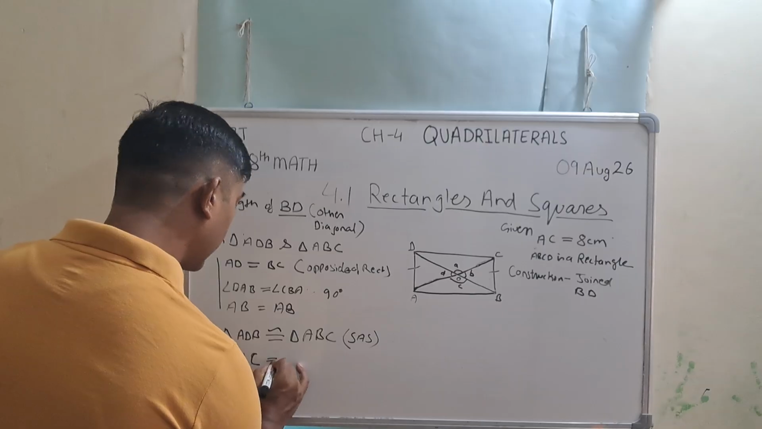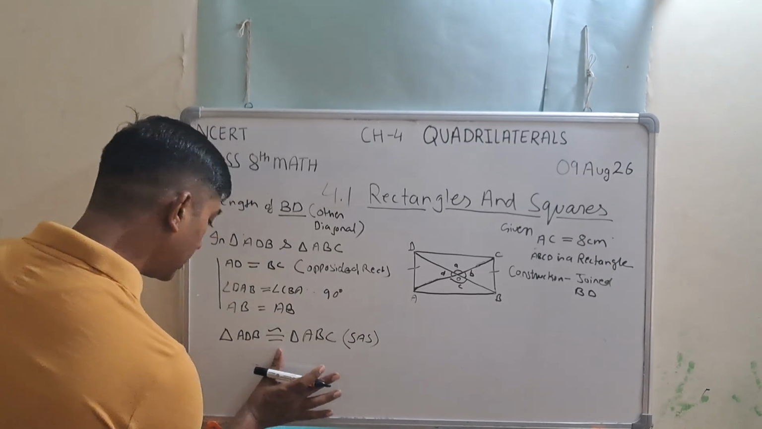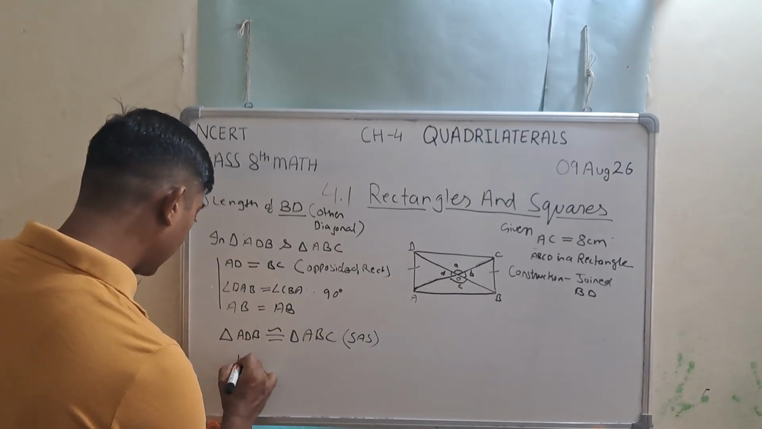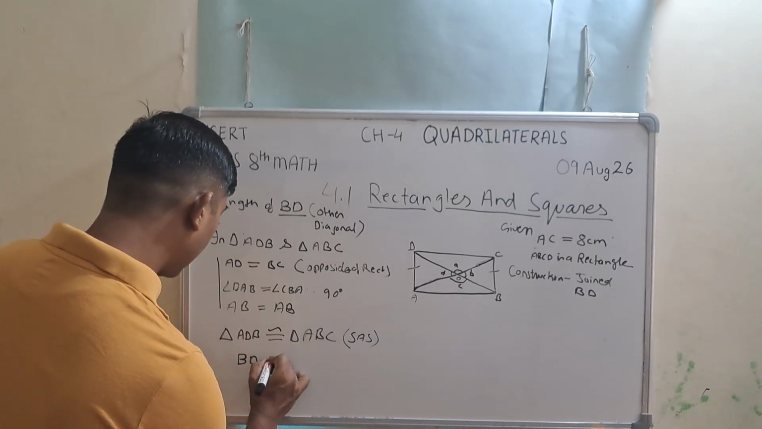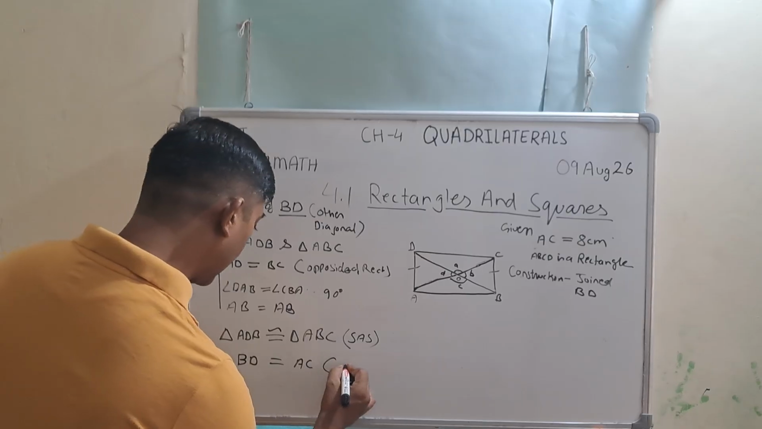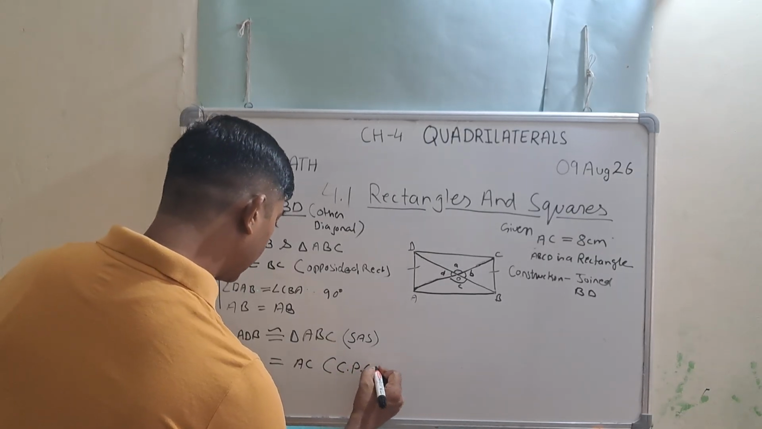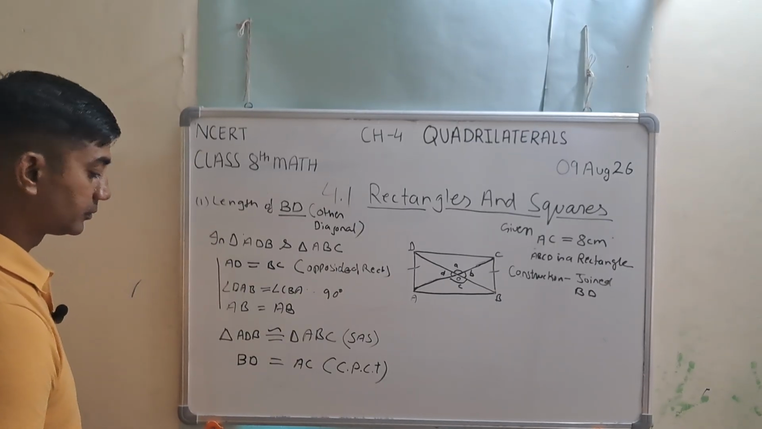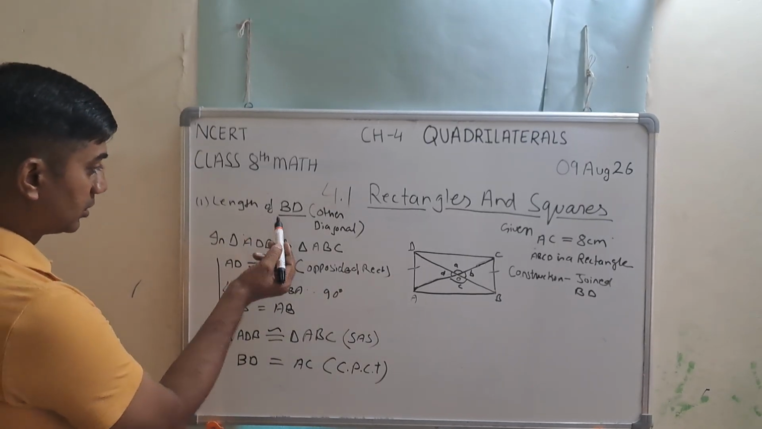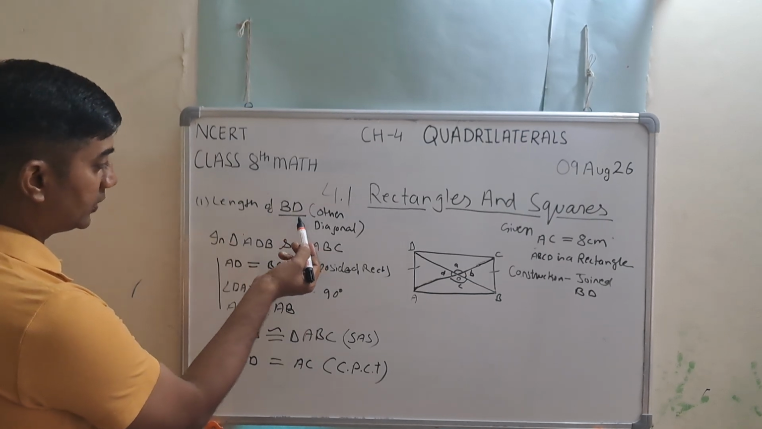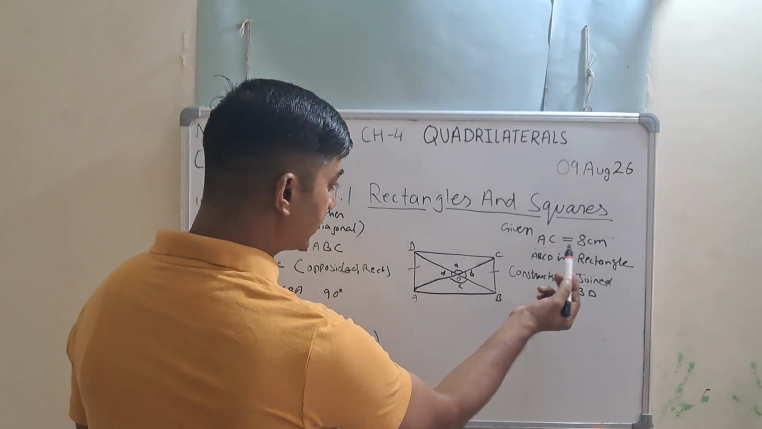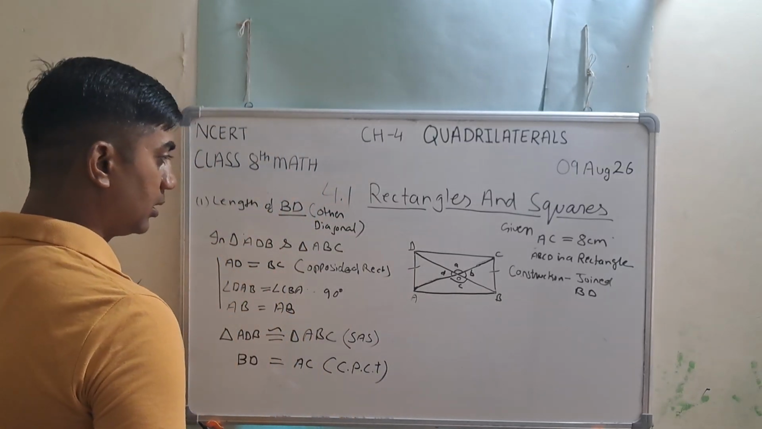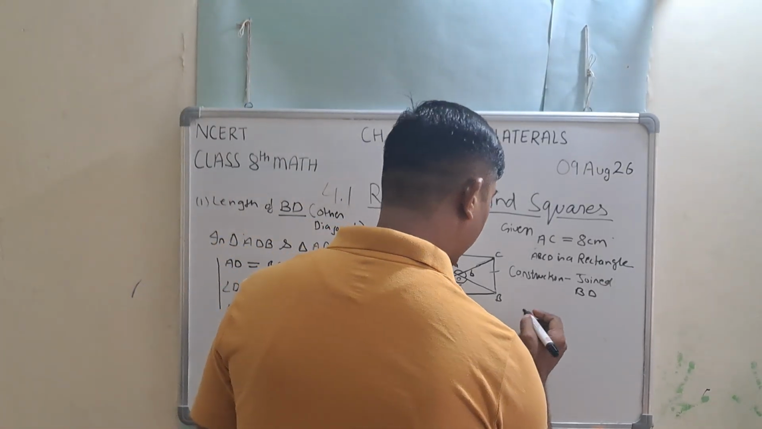AC is equal to, we have BD in this triangle. BD is equal to AC, by CPCT, corresponding parts of congruent triangles. Understood? So we got the answer. What is the length of BD? It is equal to AC, and the length of BD is 8 centimeter. So this is the conclusion.